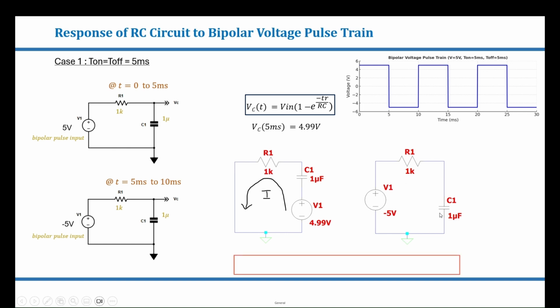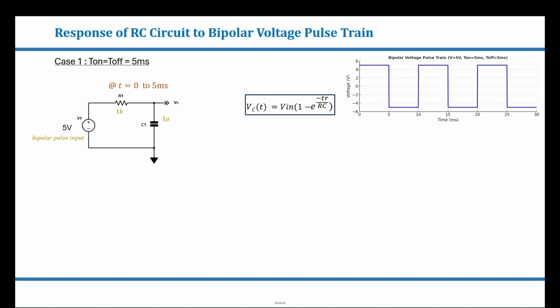Now on adding these two equations, we get Vc of t is equal to Vin into 1 minus e to the power minus of Tr minus T start, divided by RC, plus Vc of 5 milliseconds, which is 4.99 volts, into e to the power minus of Tr minus T start by RC. T start here translates to the starting point of the change in the voltage level. Now this term here is the capacitor's discharging term, and this term here is the capacitor's charging term.